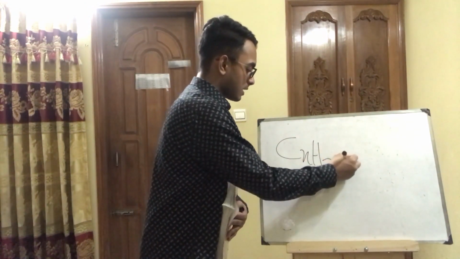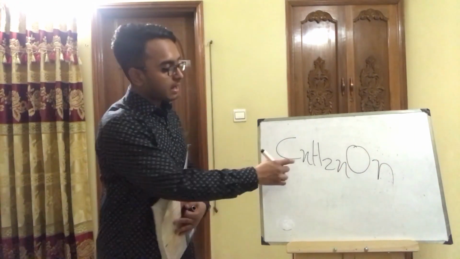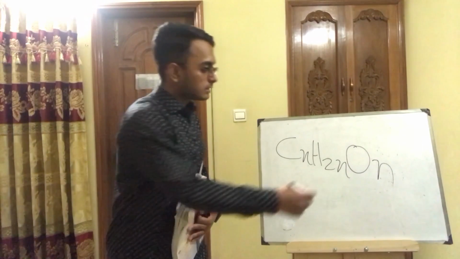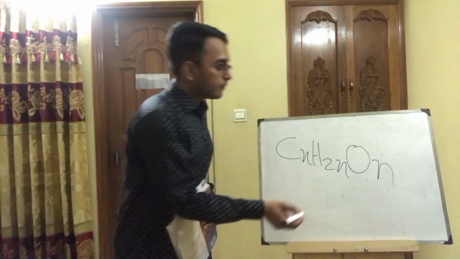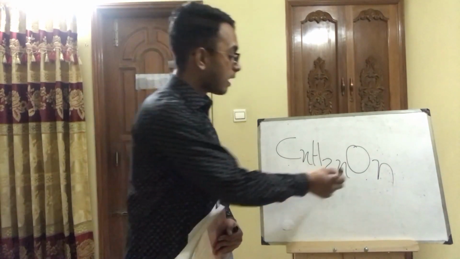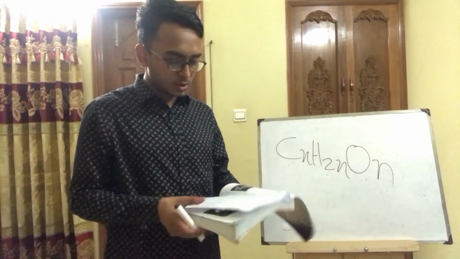CnH2nOn. So if there is 1 atom of carbon, there are 2 atoms of hydrogen and 1 atom of oxygen. Then if there are 2 atoms of carbon, then there are 4 atoms of hydrogen and 2 atoms of oxygen. Now don't ask what is an empirical formula. You should have learned it in your chemistry course.